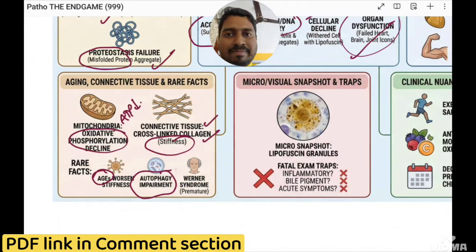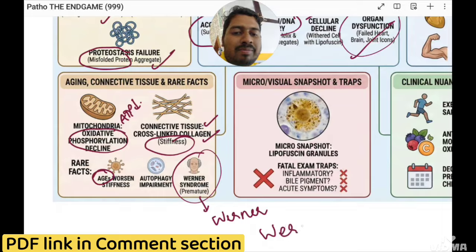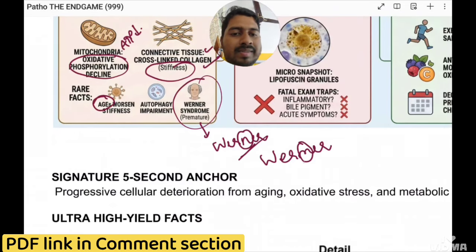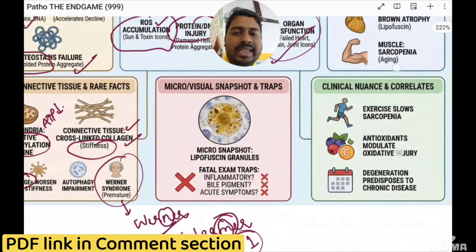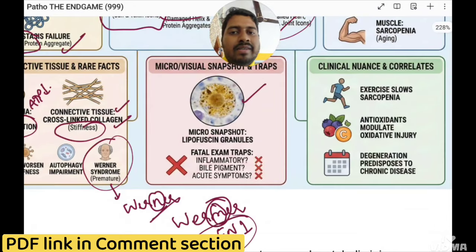So when this autophagy is impaired, cells accumulate misfolded proteins or some cellular debris, and it causes damage to the cells. There is one syndrome where a premature degeneration process happens, and that is known as Werner syndrome. Werner syndrome is nothing but MEN1. Werner is MEN1, this is how we remember. Werner is premature degeneration. One pigment gets accumulated whenever there is degeneration, that is lipofuscin.